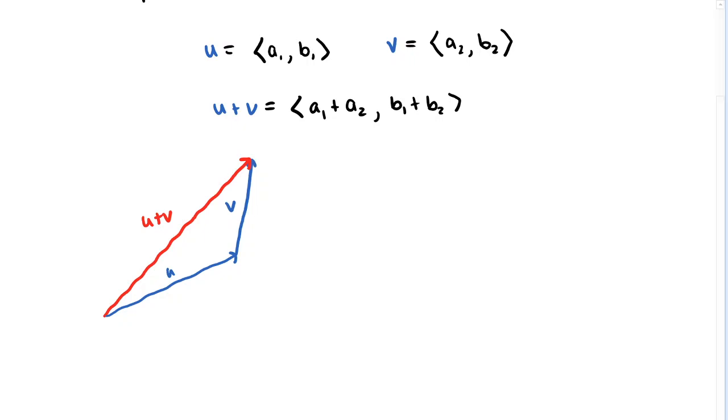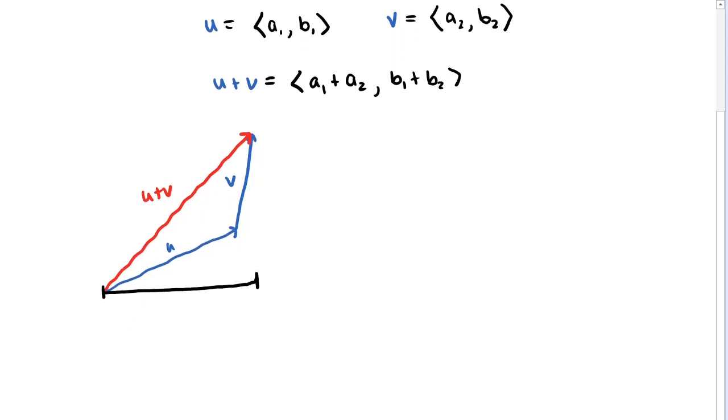And so what's the horizontal component of this new vector u plus v? Well, it's this distance here, right? The horizontal distance of this red vector. And that's really just made up of the horizontal distances of the two different vectors. So a1 was the horizontal component of u, a2 was the horizontal component of v, and so a1 plus a2 is going to give us the horizontal component of u plus v.